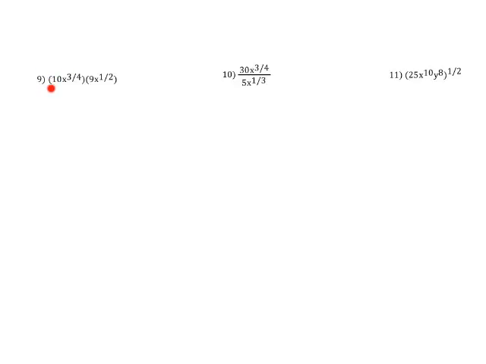For number 9, you got 10x raised to the 3/4 times 9x to the 1/2. Right? So you're just going to multiply your numbers, 10 times 9, and you're going to multiply your variables, x times x. So 10 times 9, I'm going to write it out just so we have it.